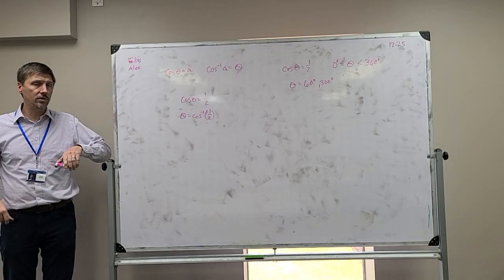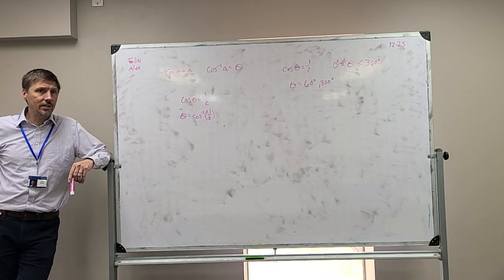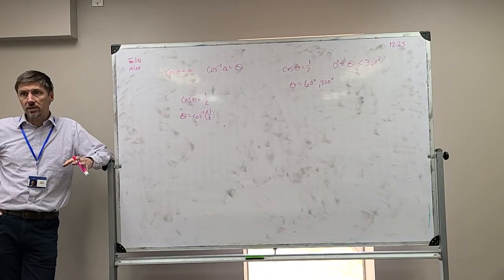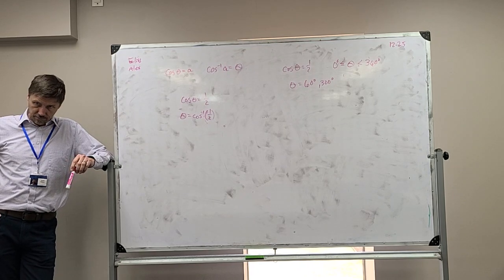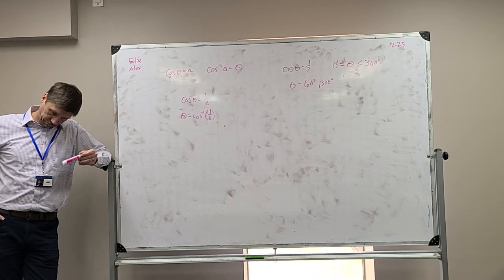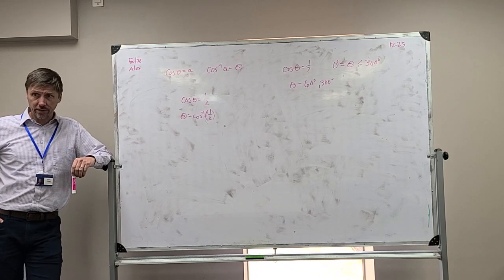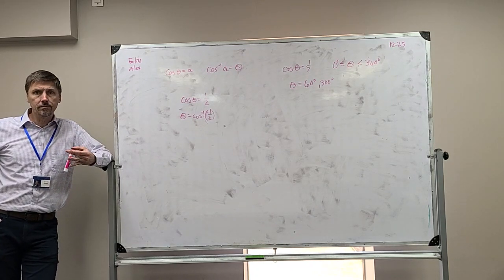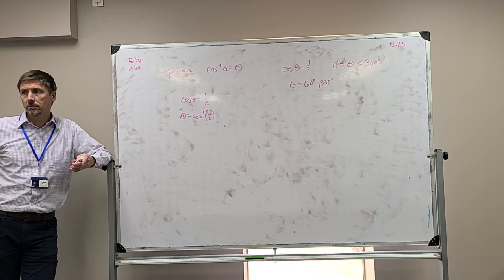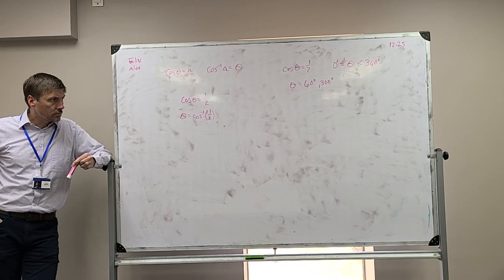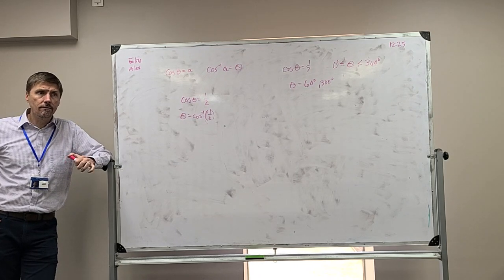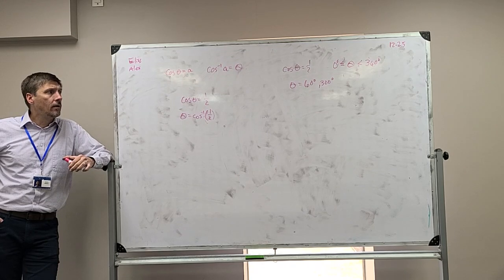If you punch in cosine inverse of 1/2, you should get 60 degrees on your calculator, if your mode is in degrees. If not, you should get point something, whatever pi over 3 is, a little over 1. Everybody get that?